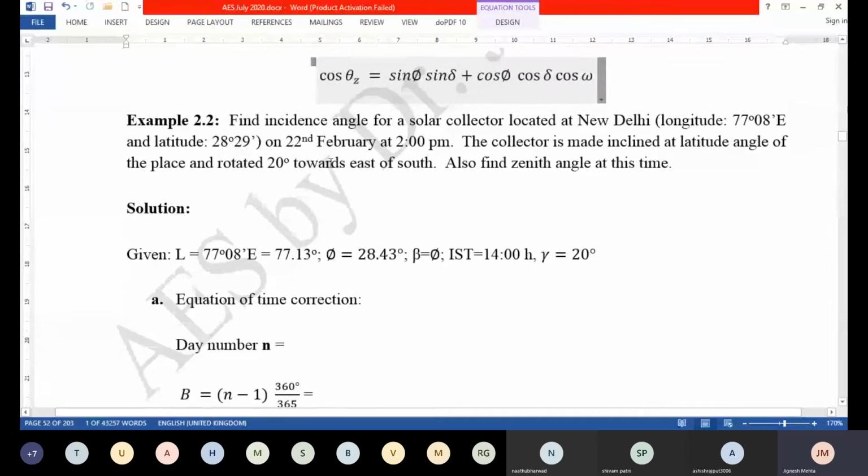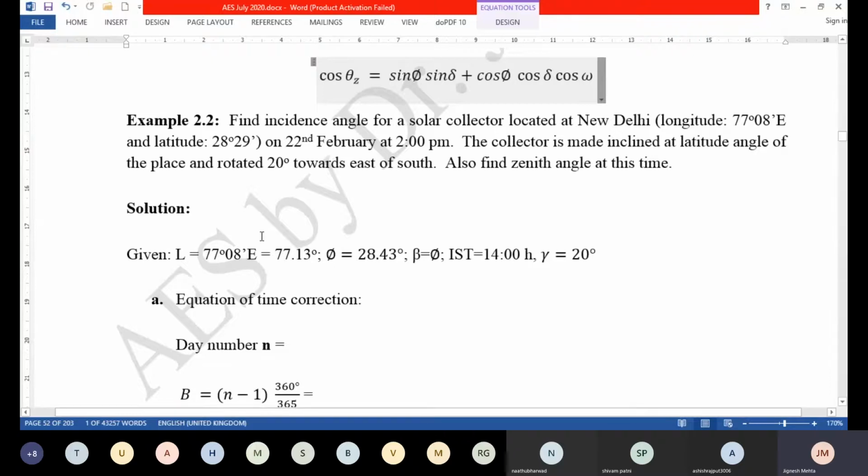And then this example was taken. I will slightly change the data of this example and give you another example as an assignment, so that you can do the calculations for that, which will help you practice this type of problem, as well as try to understand what you get from the results. So here we talked about a collector at New Delhi. Longitude and latitude are given, and a particular day of the year and a particular time are given. But this time, 2 p.m. is Indian Standard Time. It is not the local apparent time.